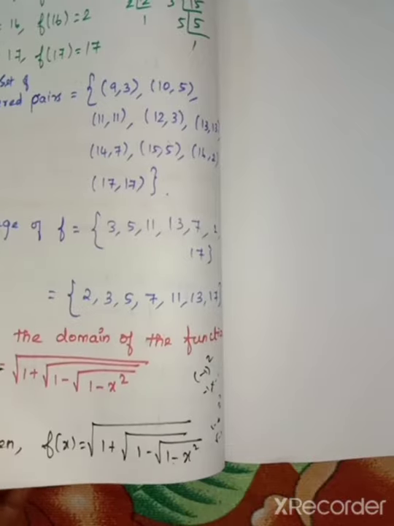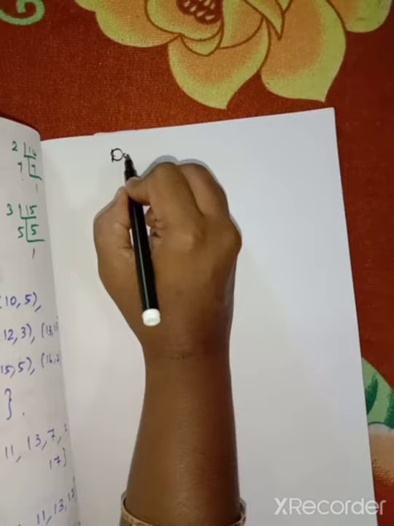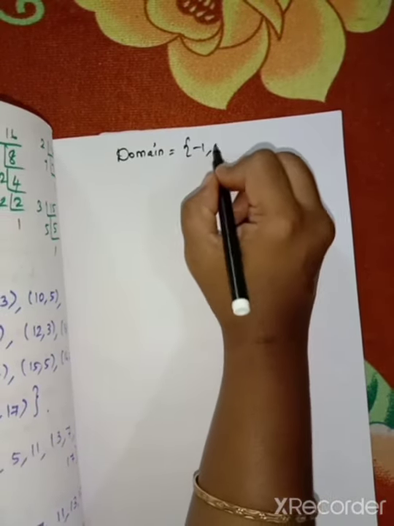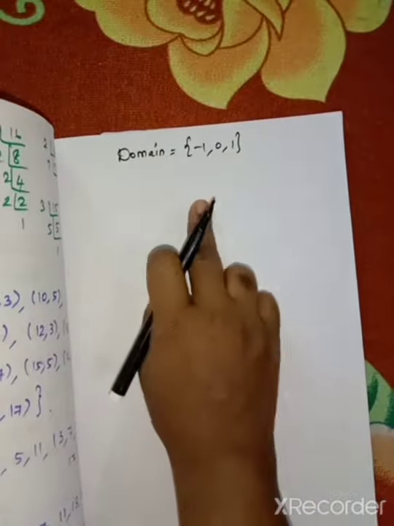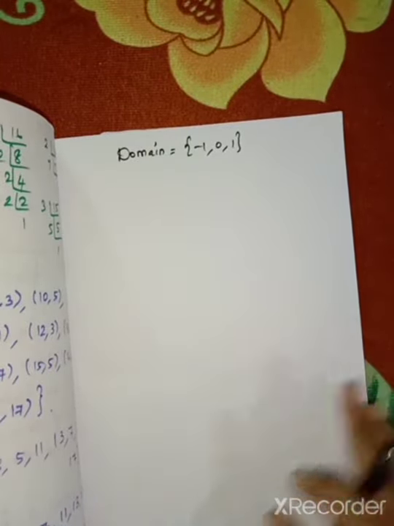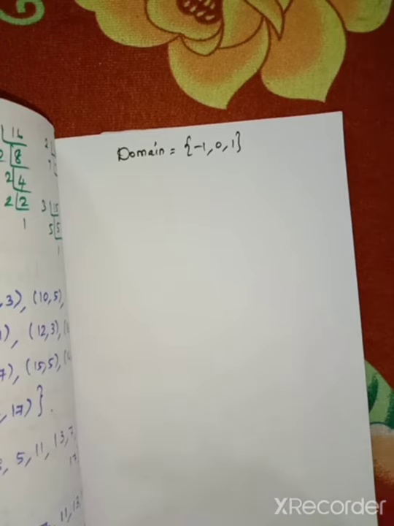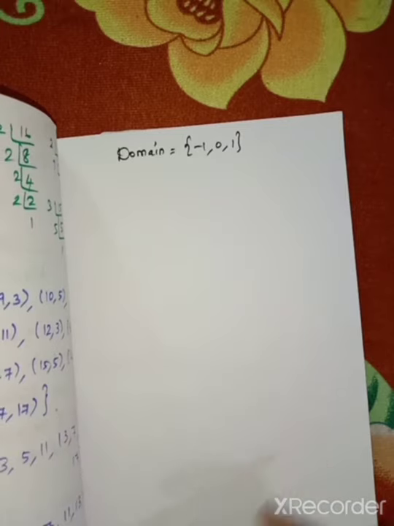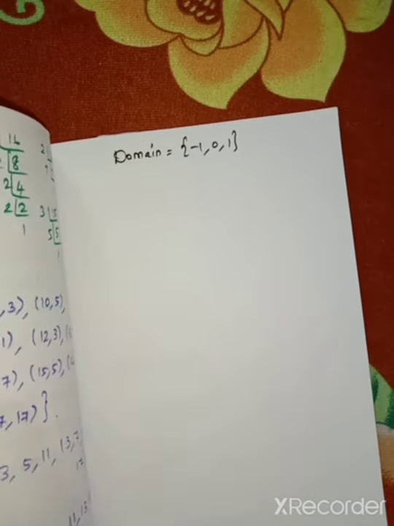So here the domain values are: domain equal to the set of minus 1, 0, 1. Substituting 2, 3 gives imaginary values for the roots, so we can't take 2, 3 and the others. So this is just a 1 mark sum. If you have any doubt, you have to ask. Then we move on to the next one.